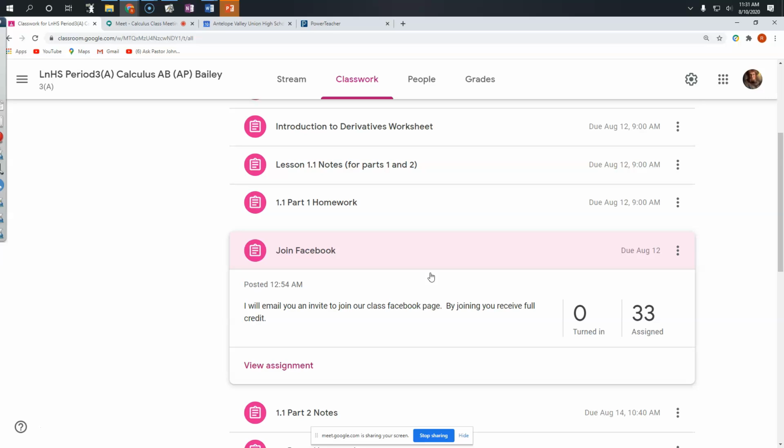Another way that we're going to use it is if you download onto your phone something called Facebook Messenger, then that acts basically like text messaging. That's what I'm hoping is going to take the place of the Remind that I used last year. So instead of using Remind, you can text me anytime throughout the day through Facebook Messenger, and I can help you with anything you want. Okay? So that's the purpose of the Facebook page.